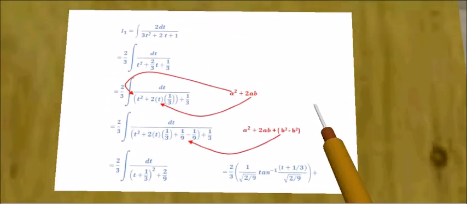Yeah, okay. So what I do, I will take 2 common out of the numerator and 3 from the denominator, so that in the denominator I have t square plus 2 by 3 t plus 1 by 3. Now I can make it a perfect square.